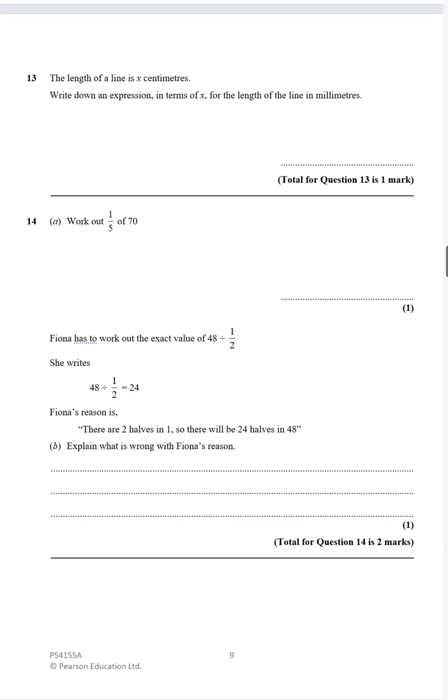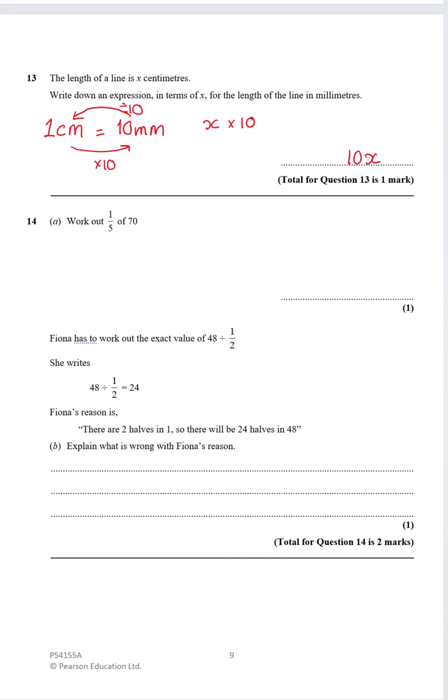Question 13. The length of a line is x centimetres. Write down an expression in terms of x for the length of the line in millimetres. Well, if we go to centimetres, 1 centimetre is equal to 10 millimetres. I know this by looking at my ruler. Therefore, if I was going from centimetres into millimetres, I would multiply by 10, and vice versa, I would divide by 10. This time, I've got x centimetres over here. So I'm going from centimetres into millimetres, and I've written down here that I'm going to multiply by 10. So x multiplied by 10, 10x.